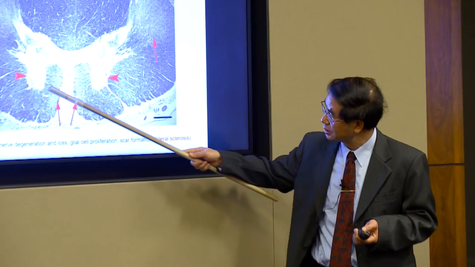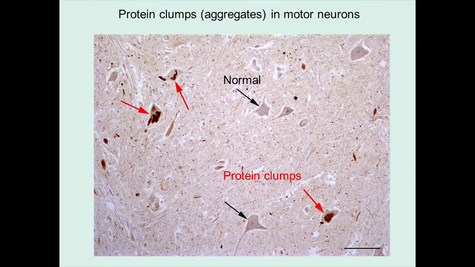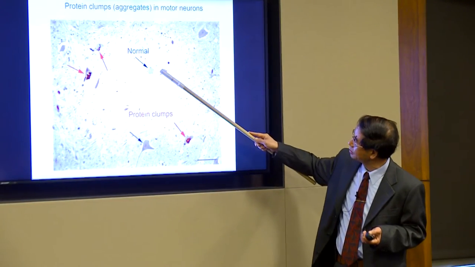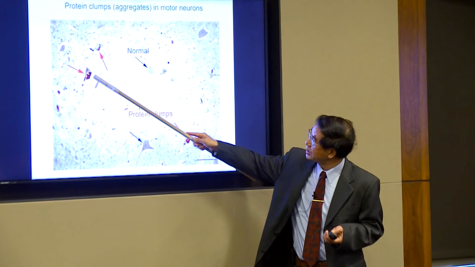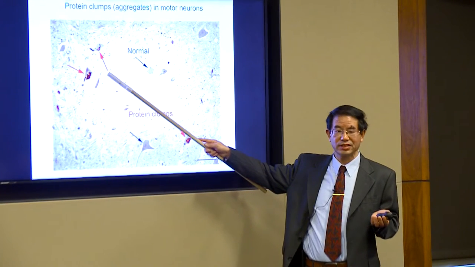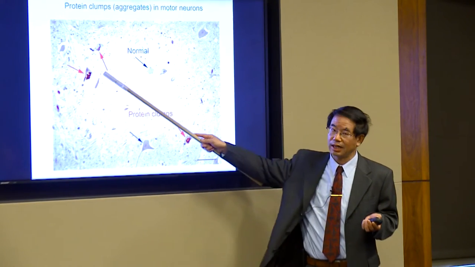Let's see what happens to these neurons. These are the neurons in this area. Normally, we can see many more neurons in this area. At least 50% of the neurons are lost. And in these neurons, this looks normal, like the black arrows. And in these neurons, we can see something, protein clumps inside. And this one, these are affected neurons.